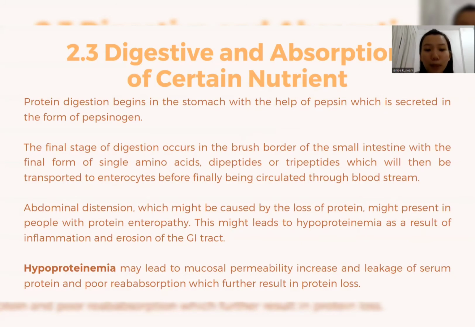People with protein enteropathy tend to show symptoms such as abdominal distension, which might be caused by the loss of protein through the GI tract being more than the need of protein in our body, which then leads to hypoproteinemia. Hypoproteinemia occurs as a result of inflammation and erosion of the GI tract, which then leads to increased mucosal permeability, leakage of serum protein and poor reabsorption. This might then result in protein loss.